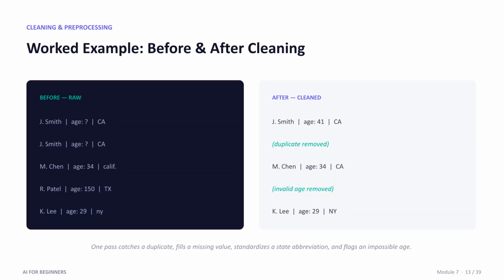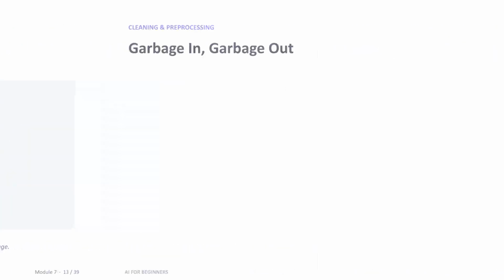Here is a worked example. On the left, you see the raw data with duplicates, missing fields, and errors. On the right, after one cleaning pass, we have removed invalid records, filled in blanks, and standardized the entries. Remember the mantra, garbage in, garbage out.